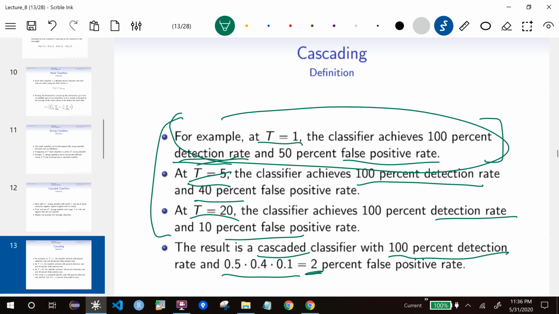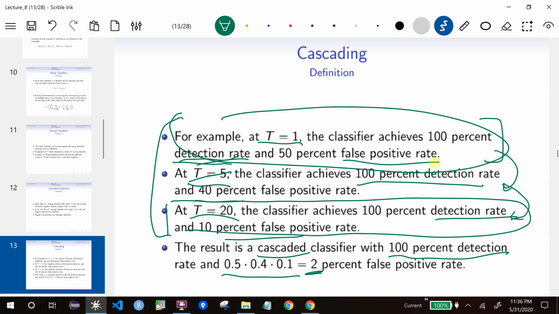So you only have a small number of regions to check for the second pass, and then you have an even smaller set of regions to check for this very large strong classifier. So it takes less time to classify the regions that are non-faces with this very strong classifier. So that's the idea here.